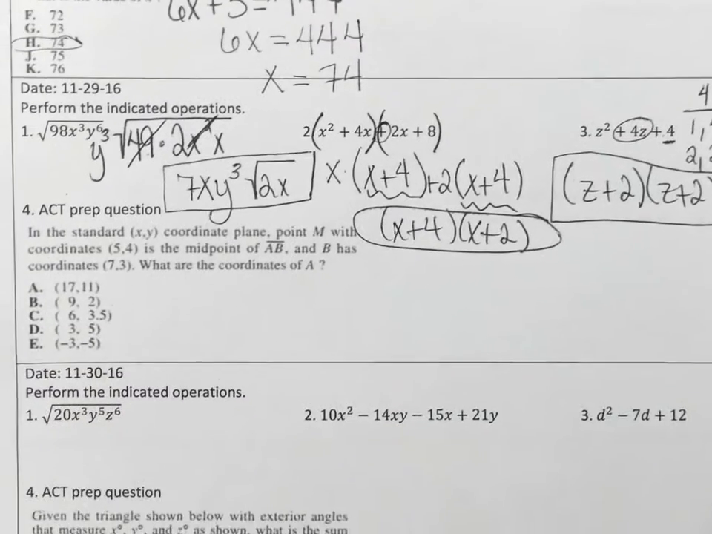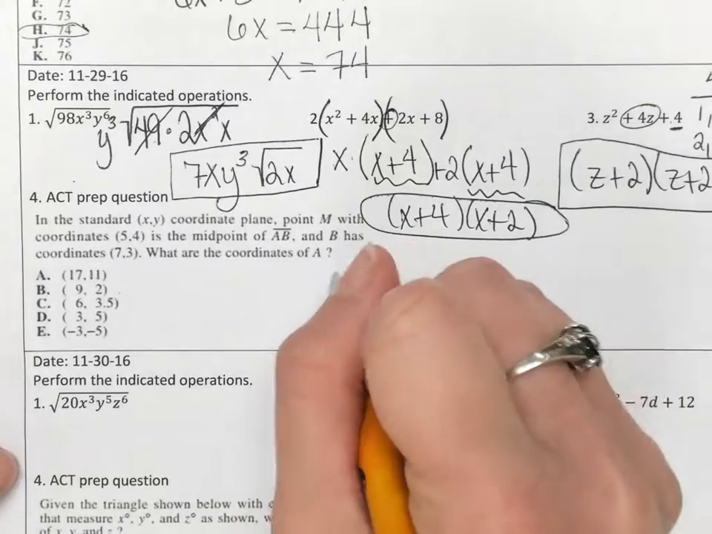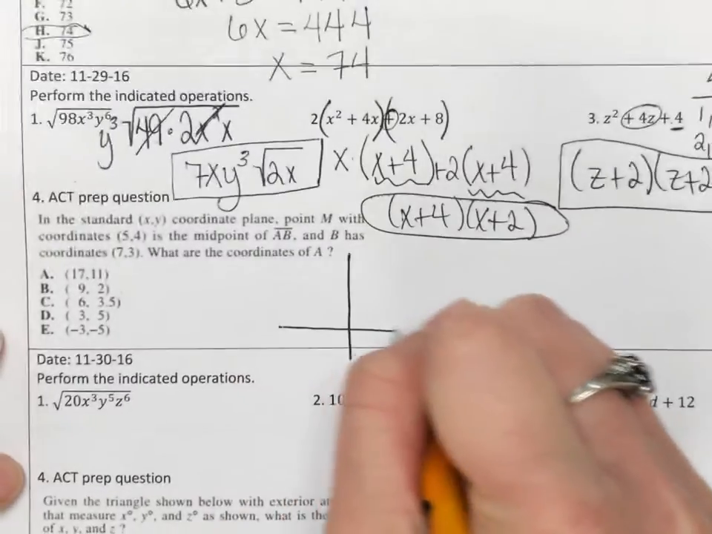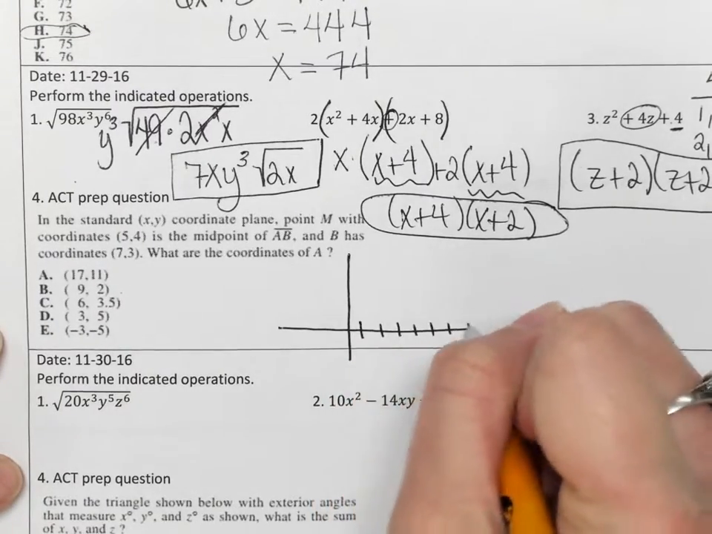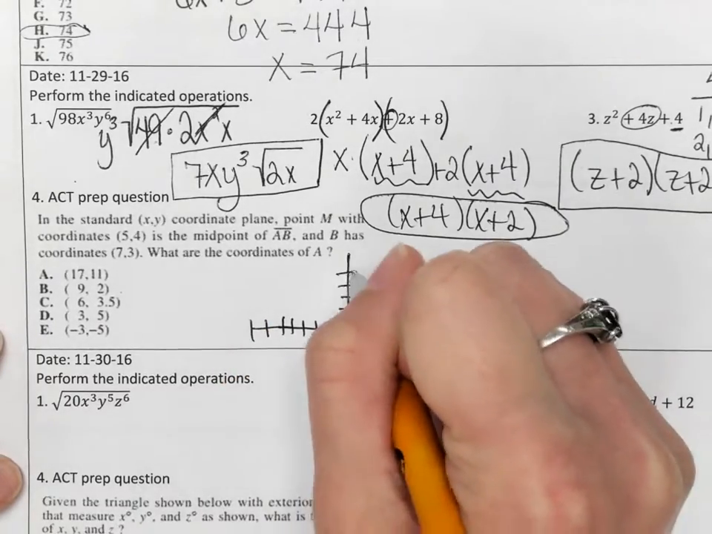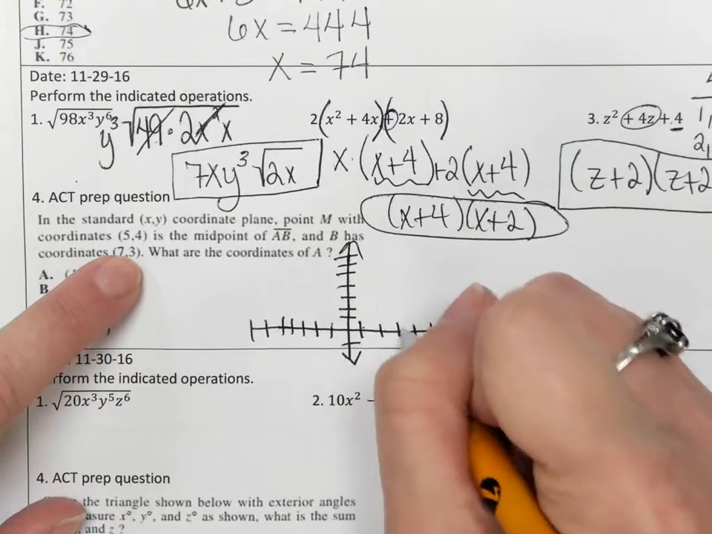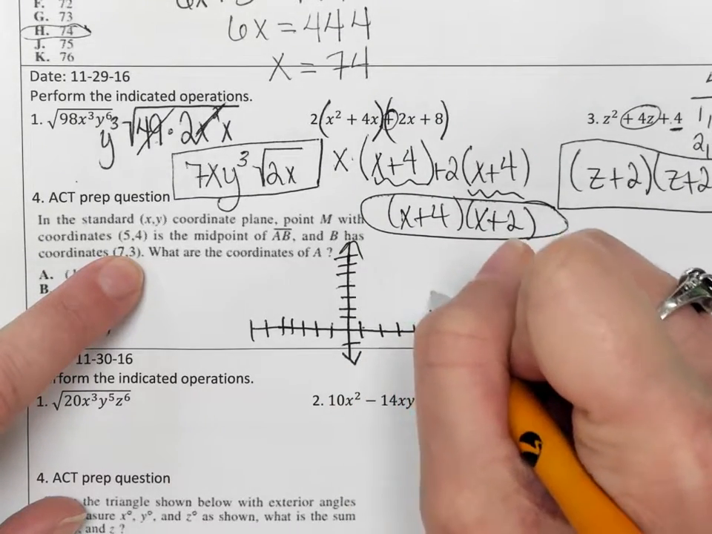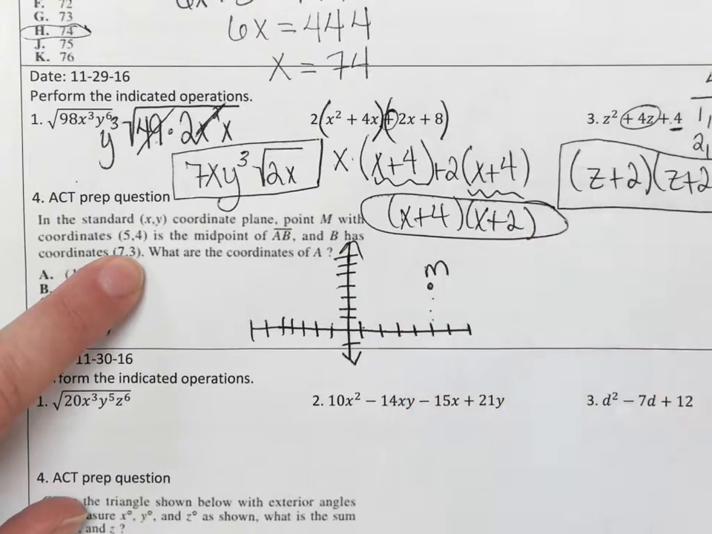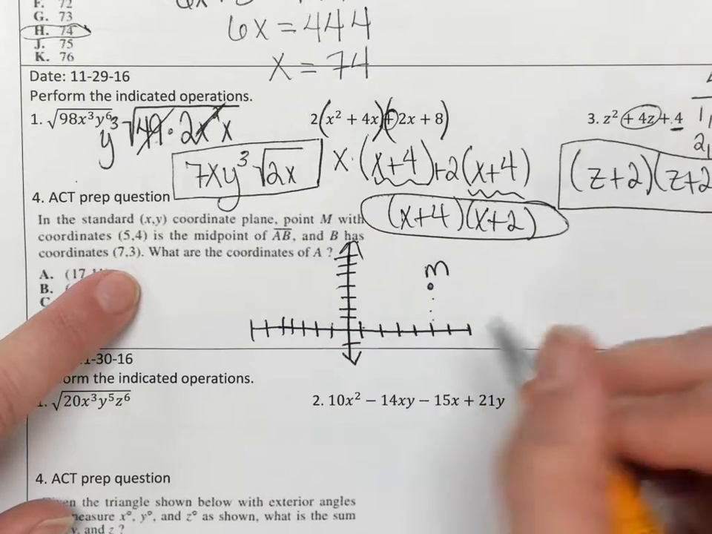Alright, let's see. What about number 4? ACT prep. Here we go. Let's see. You got a point M. Alright, so let's see. First of all, we need to go ahead and draw a graph. Alright, let's see. 5, 4 means I'm going to go right 5 and up 4. That's M. And it says the midpoint has coordinates 7, 3.